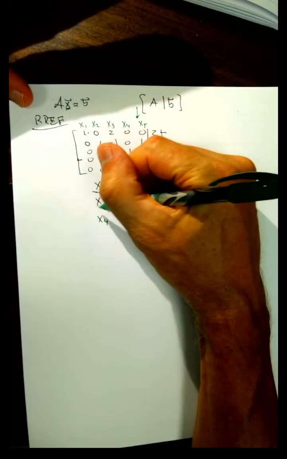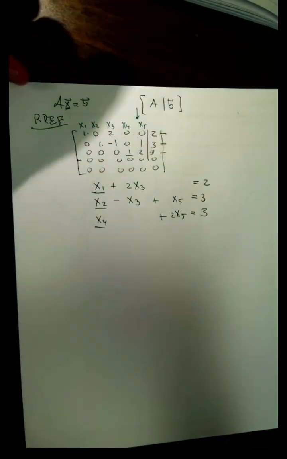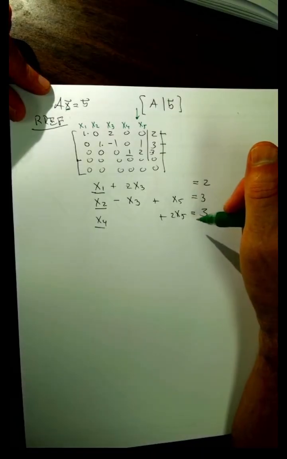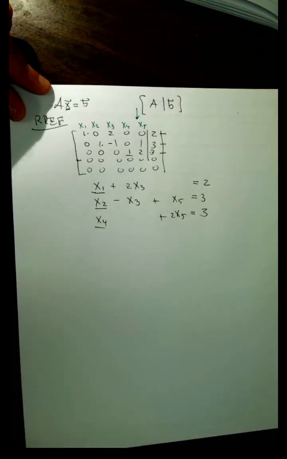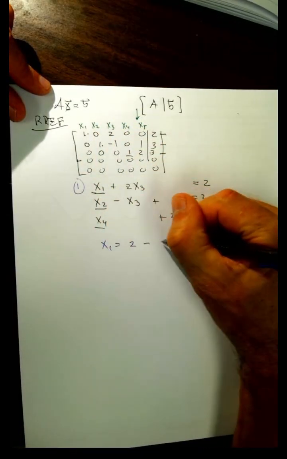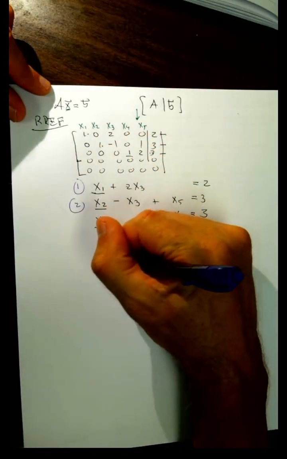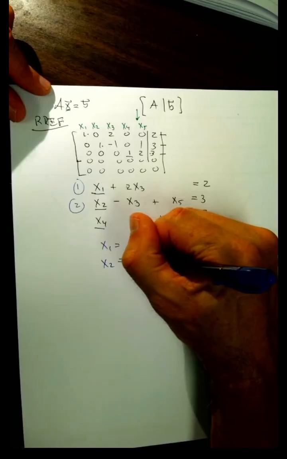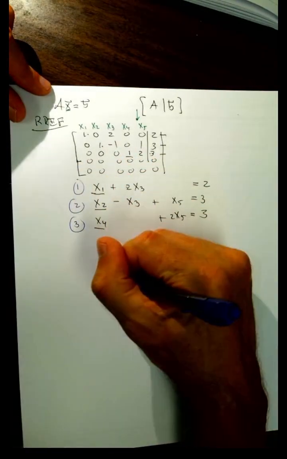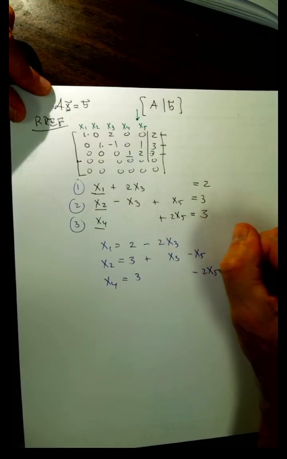x1 represents a pivot variable, x2 represents a pivot variable, and x4 represents a pivot variable. So I can solve these in terms of these other variables, which are not pivot variables. So equation 1 says that x1 is 2 minus 2x3. Equation 2 says that x2 is 3 plus x3 minus x5. And equation 3 says that x4 is equal to 3 minus 2x5.